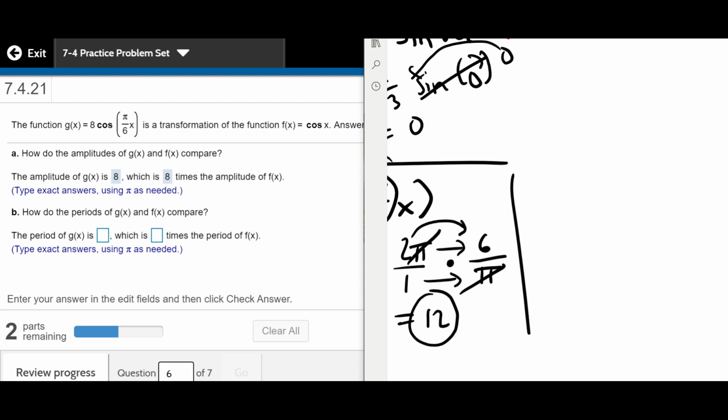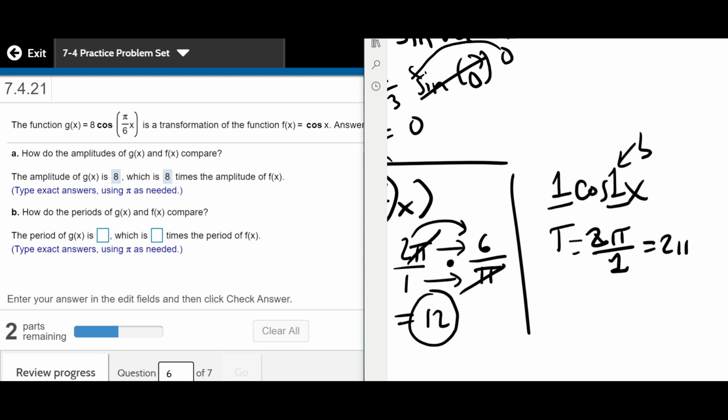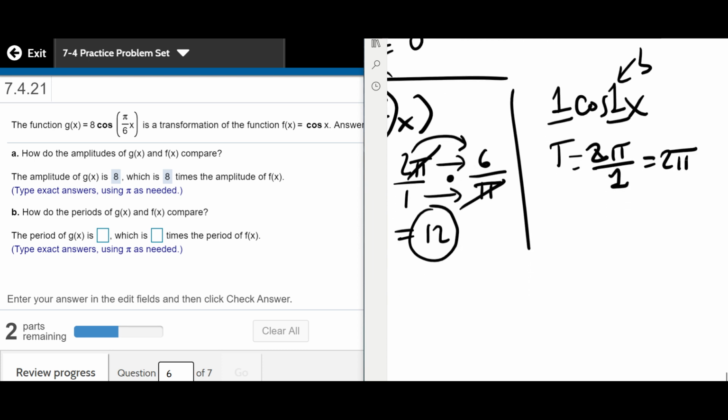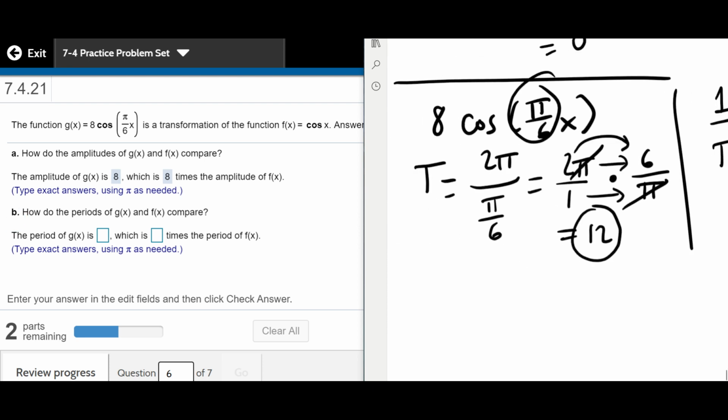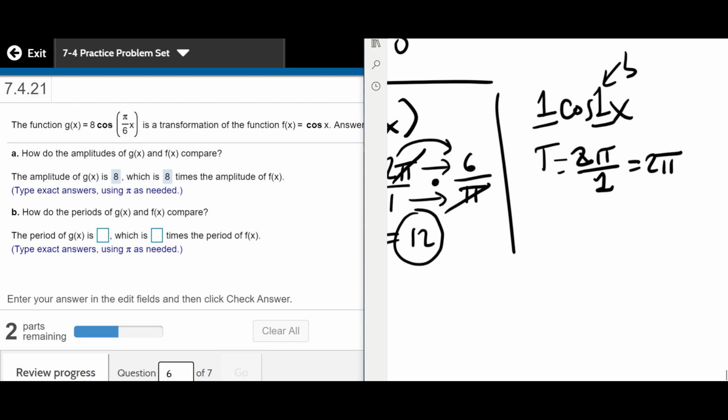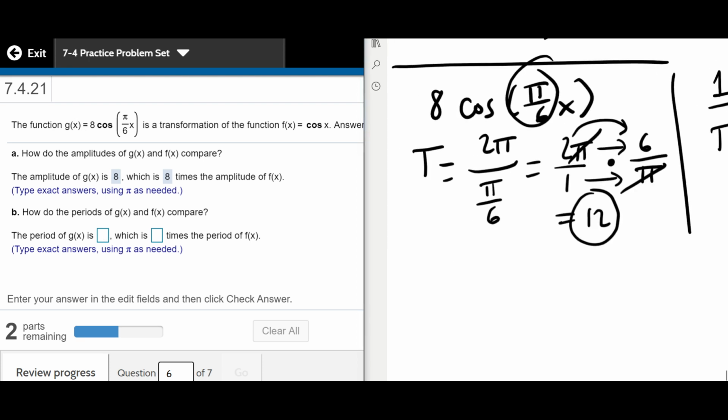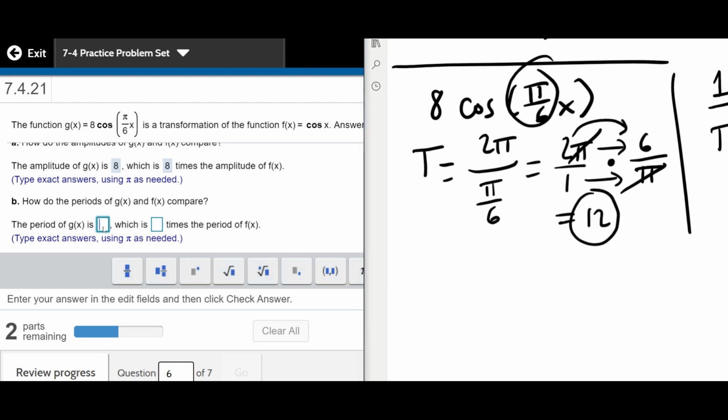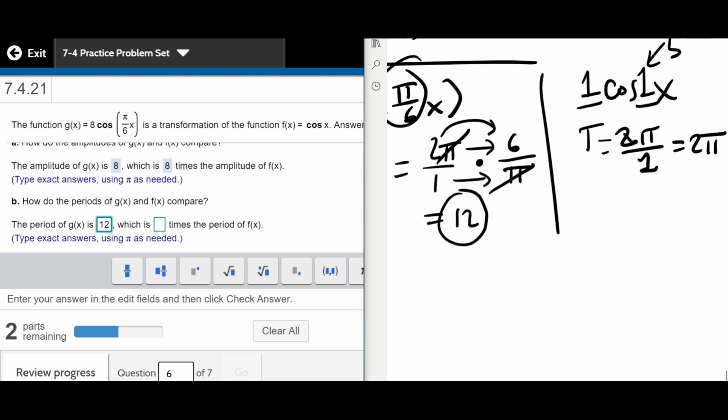Now if I compare that to the period of the regular cosine, well, we know that the amplitude is an invisible one. The b is an invisible one. That's my b. So the period is 2 pi over b, which is 1, is 2 pi. All right. So on the one hand, I got a period of 12 for the first function, and then I get a period of 2 pi for the second one. So the period of g of x is 12. Now, how many times bigger is that than 2 pi?